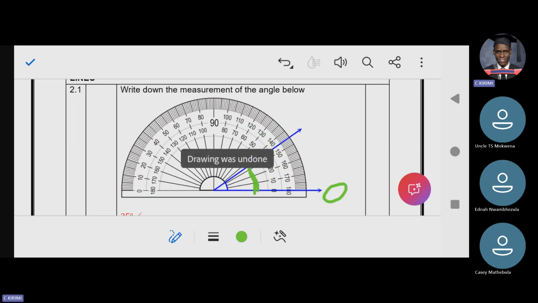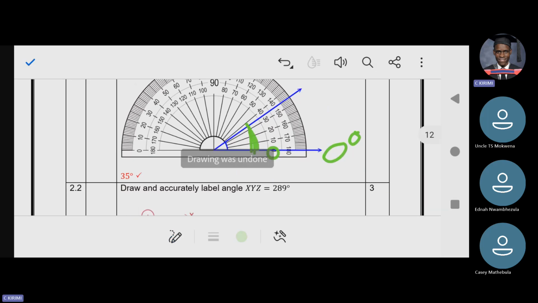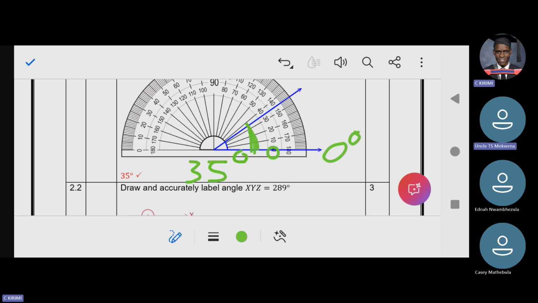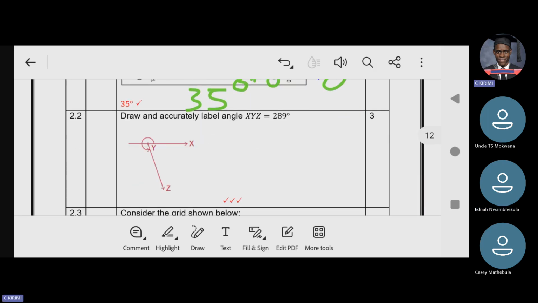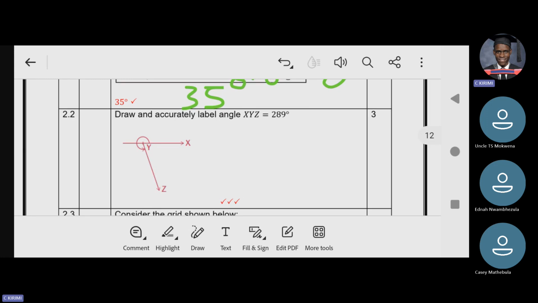Do you hear me there? Yes. Yes, because you want to measure this angle. So you have to start from 0 degrees. You can't measure starting from 180. You don't measure starting from 1. You measure starting from 0. That's why that angle is 35. Why is it 35? It's in between 30 and 40. So that angle is 35 degrees because it's in between 30 and 40. And when you write, don't just write 35. These are angles. They have units, degrees. Yes. Okay. Then now they say draw and label an angle XYZ.